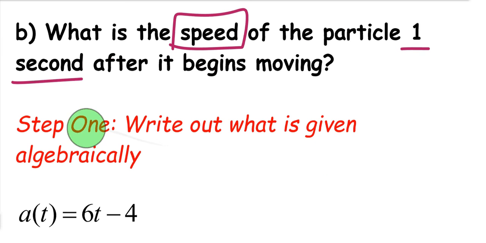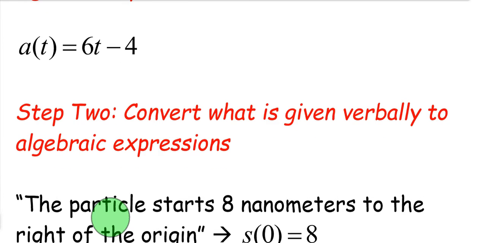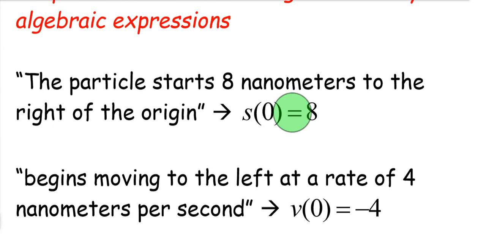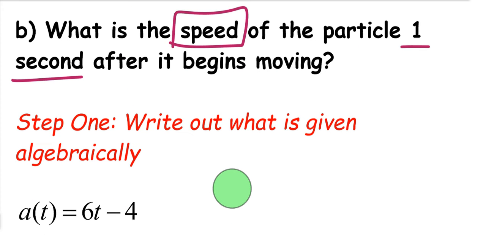So again, step 1 for particle motion is to write out what is given algebraically. We know a of t equals 6t minus 4. That's what's given in the problem. Step 2, convert what is given verbally to algebraic expressions. We've already done this in the previous example. s of 0 equals 8, that's its initial position of 8 nanometers, and v of 0 equals negative 4 because it begins moving to the left at a rate of 4 nanometers per second.